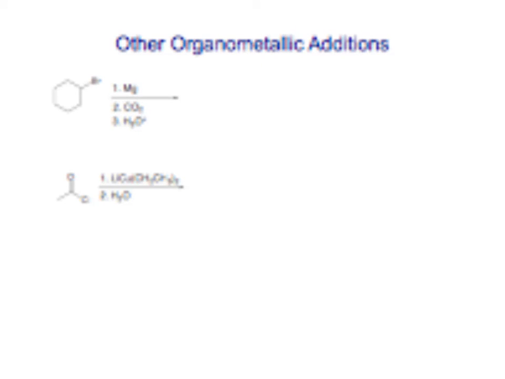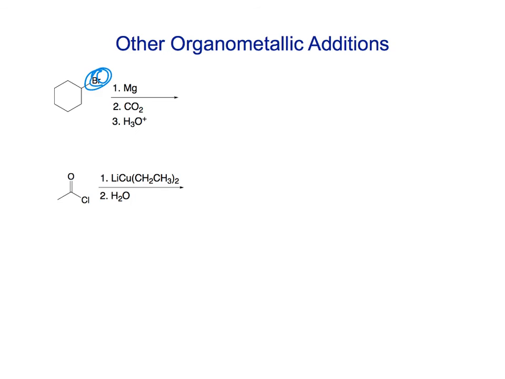Other ones. Okay, the first one, we're just going to make a Grignard right here. But this time, instead of formaldehyde or an aldehyde or a ketone, we're going to react the Grignard with carbon dioxide. All right, so what do you think we're going to get out of this reaction? Okay, so we get our methyl magnesium bromide, and we're going to react that with carbon dioxide.